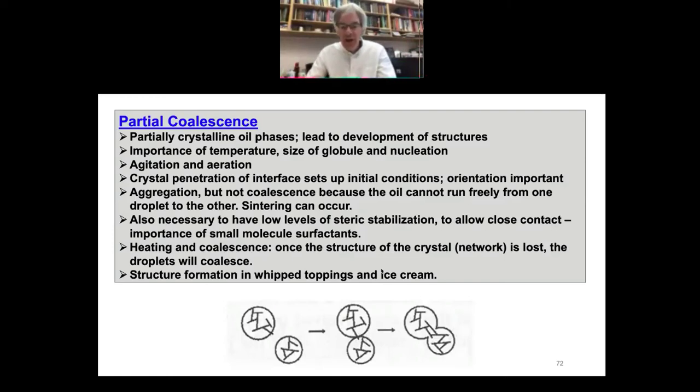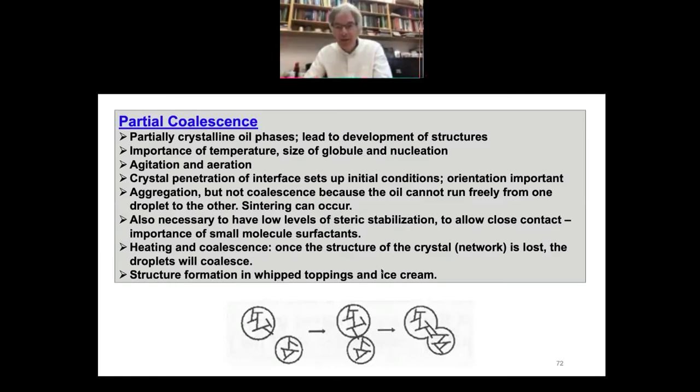Then, as a result of agitation and aeration, those droplets collide together, but it's the presence of the crystalline network within them that helps them retain their shape and their individual identity. If the two globules collided together in a shear field and it was liquid oil in the droplets, they would just simply coalesce into a larger droplet.